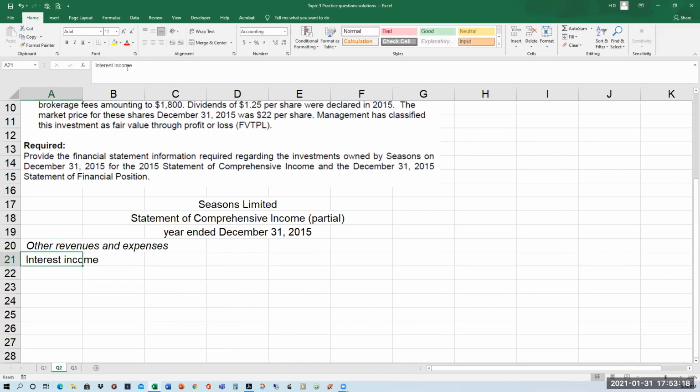Not interest, dividend. And under other comprehensive income, we report all the other items, so any transaction costs for the year, any realized gains and losses, as well as any unrealized gains and losses. We don't know what that amount would be, so we're just going to leave it here.